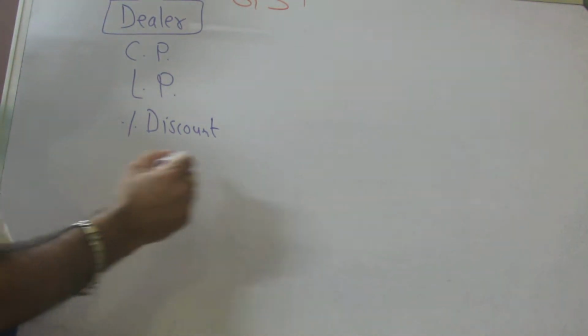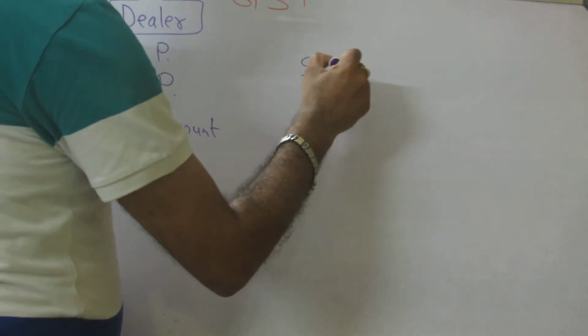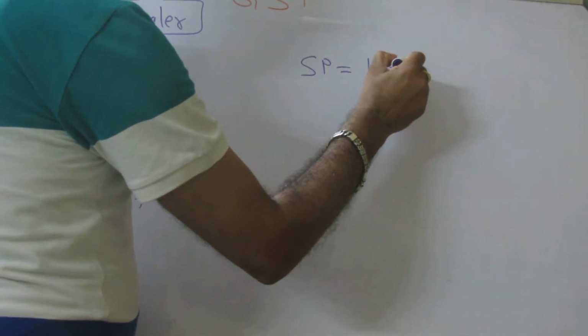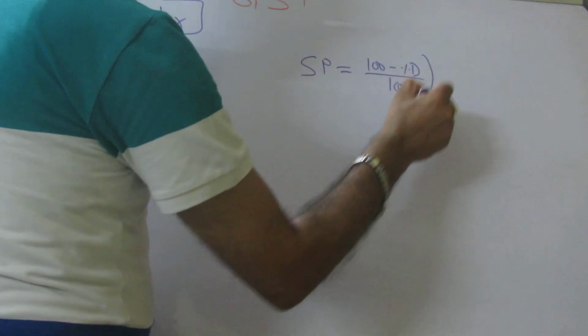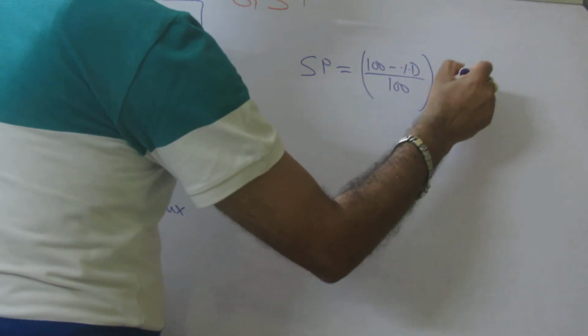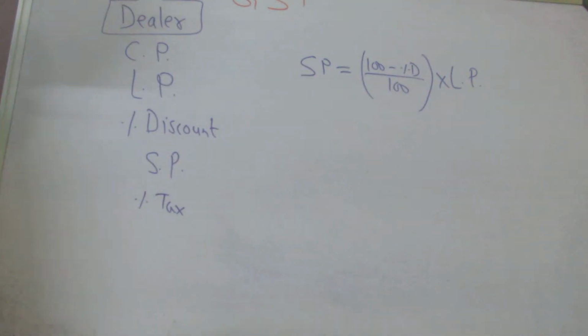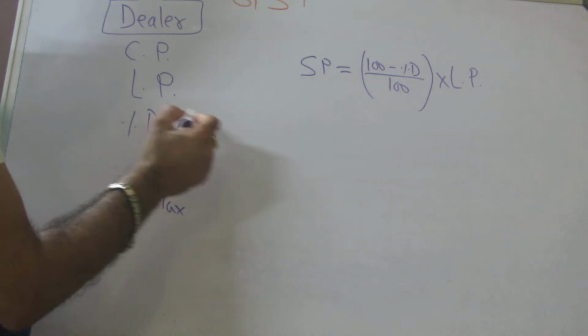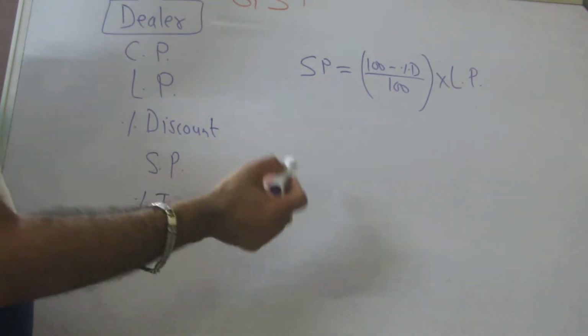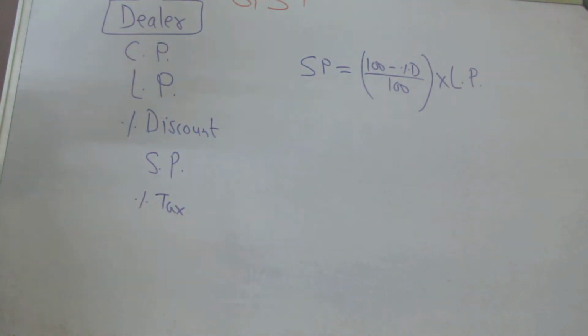Now how does that happen? So SP is 100 minus percentage discount over 100 into list price. Okay, this is one of the formulas which we can directly use. Sometimes in the question they ask for the discount in rupees, then we simply find that percent of LP.